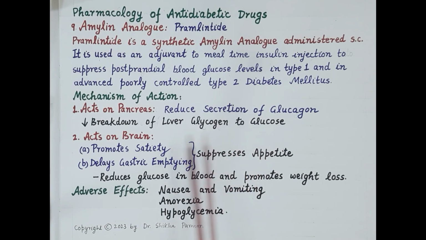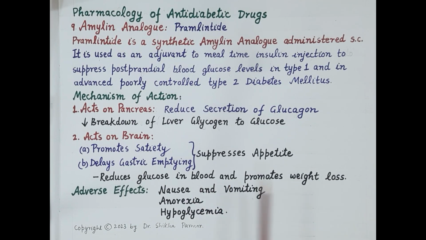Now, in addition to this, pramlintide acts on the brain. It promotes satiety, that is the feeling of fullness, and also delays gastric emptying, that slows down the movement of food content from the stomach to the intestine. Both these effects suppress appetite and reduce intake of food and carbohydrate, which in turn reduces glucose levels and promotes weight loss. Thus, pramlintide, by acting on the pancreas and the brain, reduces glucose in the blood and also promotes weight loss.